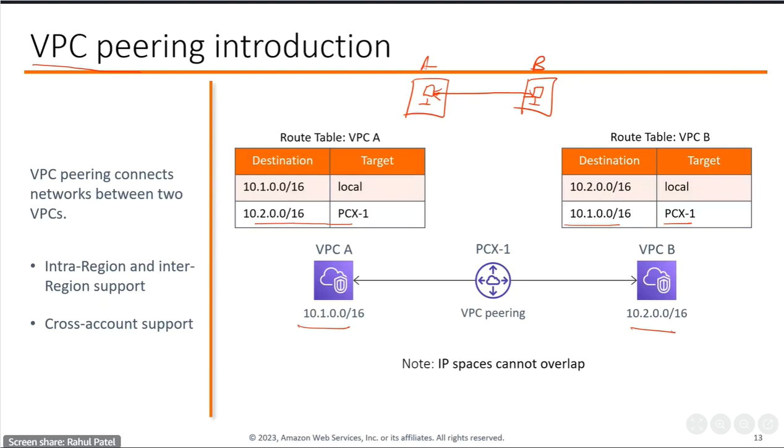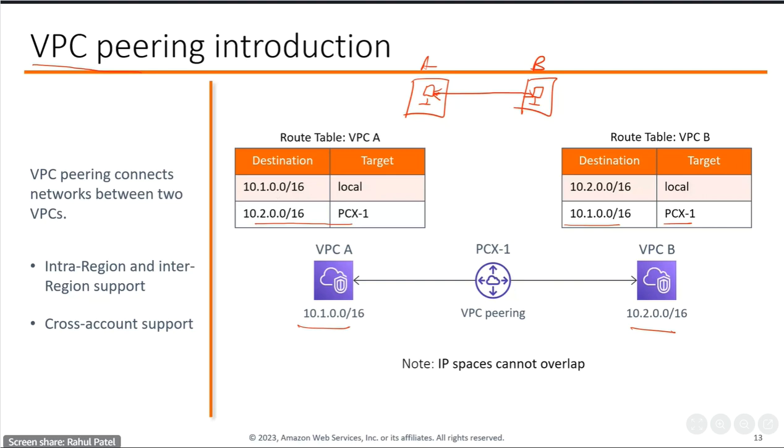So first you need to create a peering connection. Now here one is the requester, another is the acceptor. Okay. And after this, you need to update the route table entries. And once the route table entries are updated, the VPCs are paired to each other.